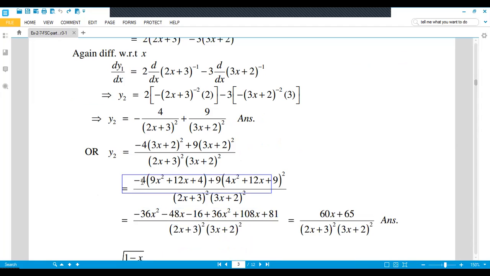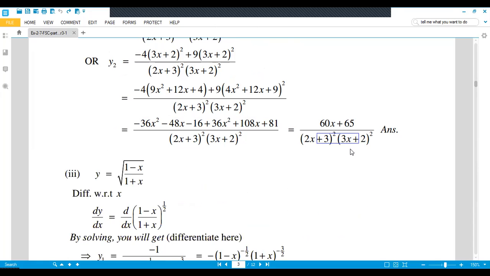When you open the bracket, minus 4 multiply inside the bracket and you will get this value, and plus 9 multiply inside the bracket and you get this value. When you simplify, 36x square minus 36x square cancel with each other, and from 108, when you subtract 48 you get 60x, and from 81 you subtract 16 you get 65. So this is the required answer.